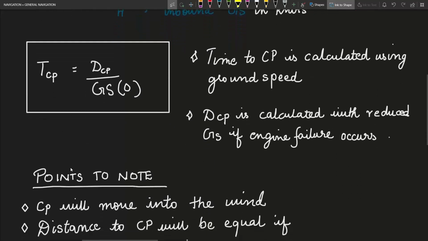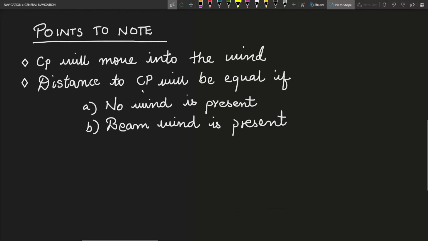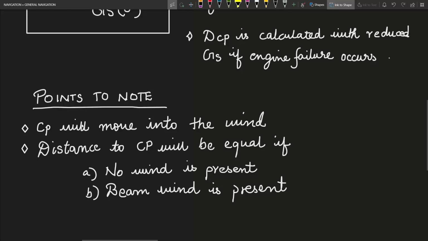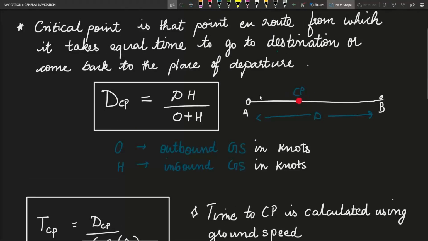Now there are certain points to note. The first one is that the critical point is deeply influenced by the presence of winds. A rule of thumb is CP will move into the wind. Now if we look at this example, if we have a headwind component, the CP will shift more towards the wind. That is, it moves towards the wind.